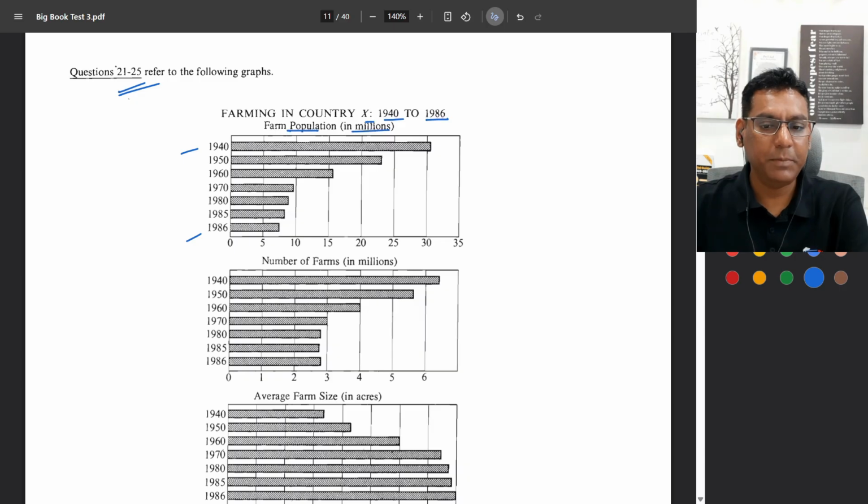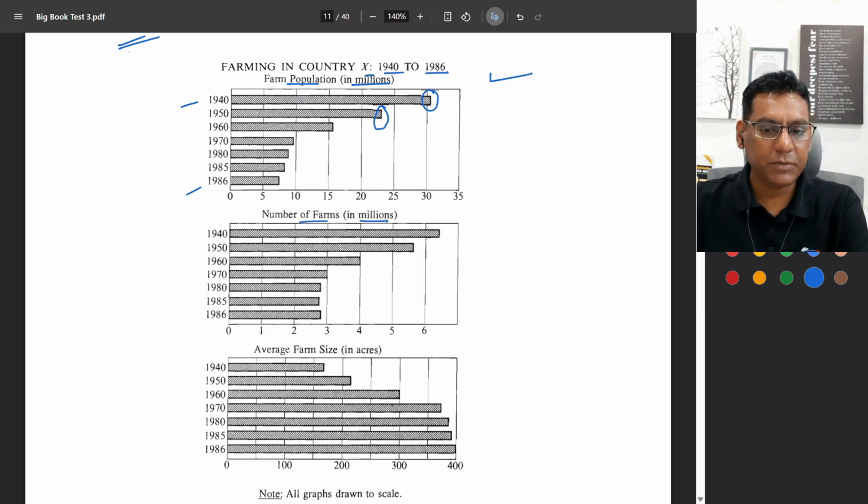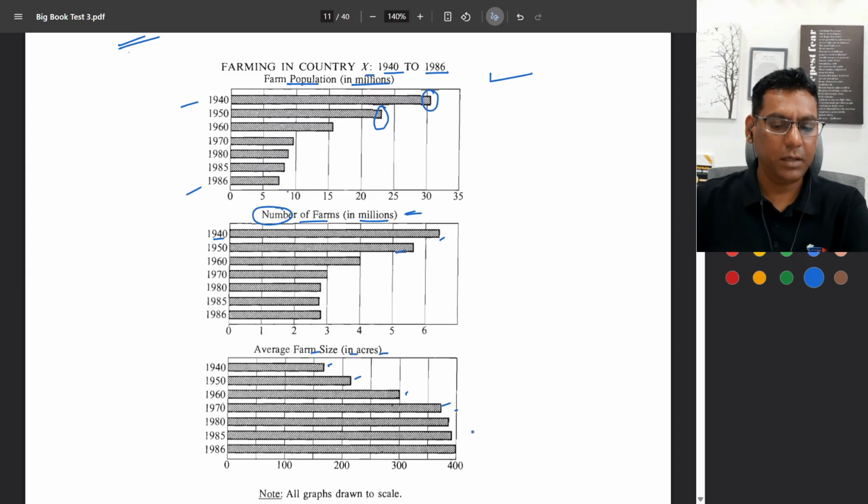Farm population in millions, okay, so here the population was 30 million something, 22 million something like that. So this graph is straightforward. All of them are bar graphs, so that's interesting. Number of farms in millions, again, these many. This is number of farms, this is people, this is number of farms in millions, and average farm size in acres, all right.